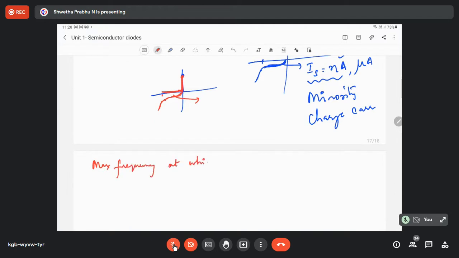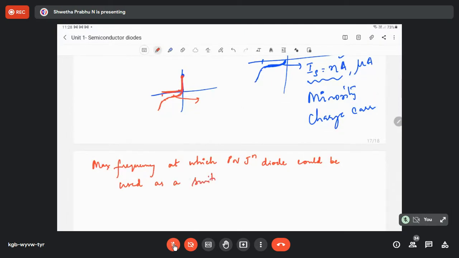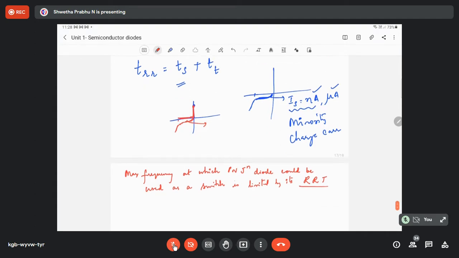at which the PN junction diode could be used as a switch is limited by its dash, that is reverse recovery time. If they mention for minimum period or small value of time, minimum time, then also reverse recovery time. If it is maximum frequency, then also reverse recovery time will come into picture.